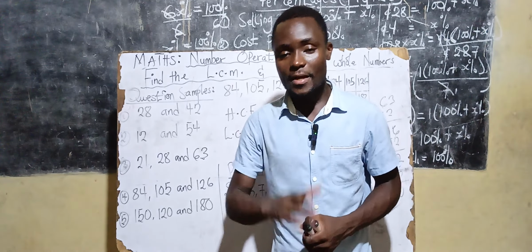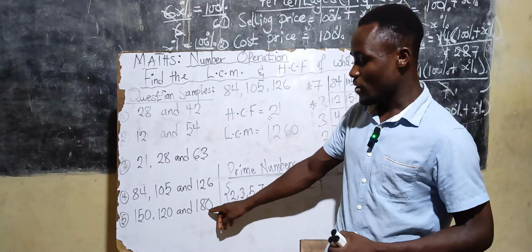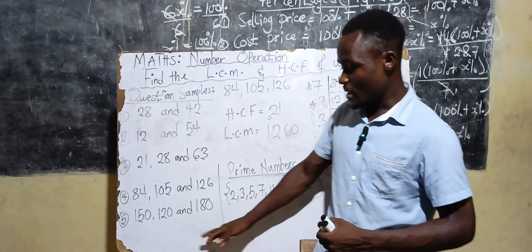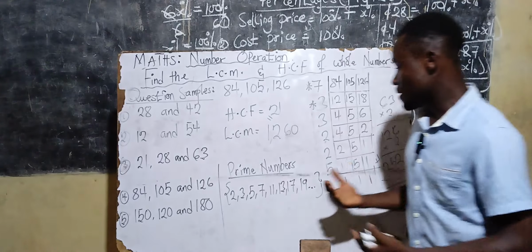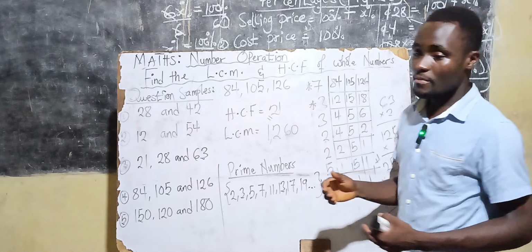I'm your math tutor. Have it in mind that I've given you a question to try your hands on. That's question number 5. It is 150, 120, and then 180. We are still using the table and the division method.